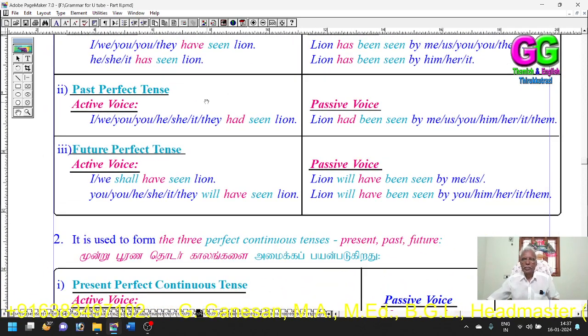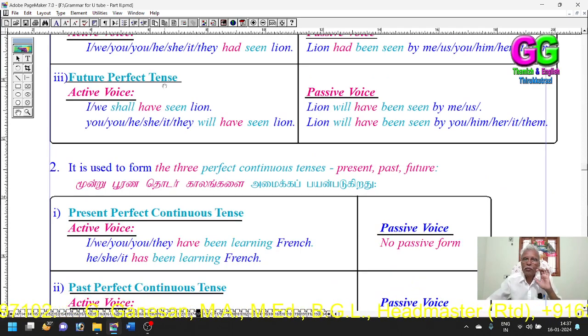Past perfect tense. Here the auxiliary form of have is the same: had plus past participle for all the eight pronouns. I had seen the lion. Passive form: the lion had been seen by me, etc.